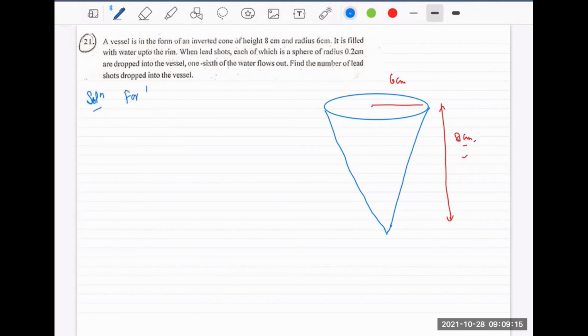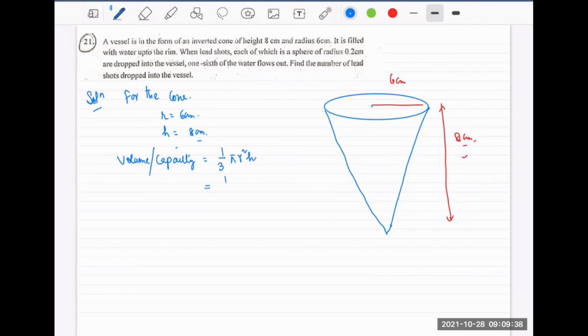So for the cone, what is given? The radius is given as 6 centimeter. The height is given as 8 centimeter. What is the volume now? Volume or capacity? How much is it? What's the formula? 1/3 pi r square h.